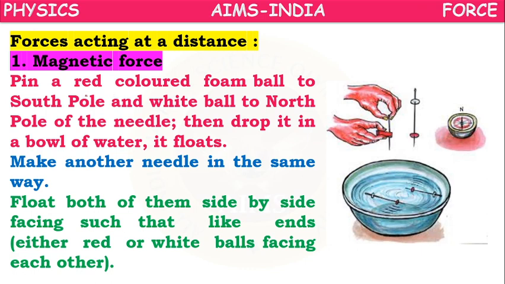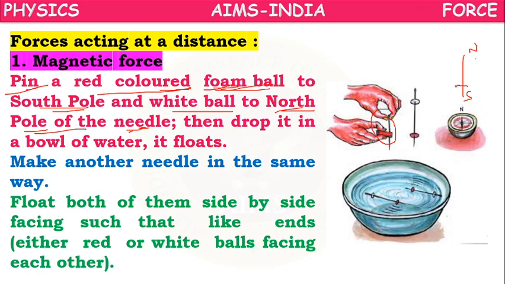So here, what you have to do? Pin a red colored foam ball to the south pole and a white ball to the north pole of the needle. If you take the needle near the compass and the compass shows north pole, we know opposite poles attract. So here north is coming, means there will be south, so the opposite end will be north. Like that we can identify the north and south pole of the magnetic needle.